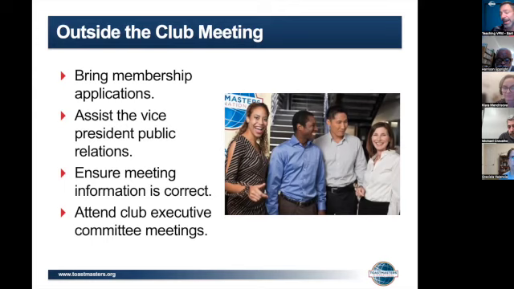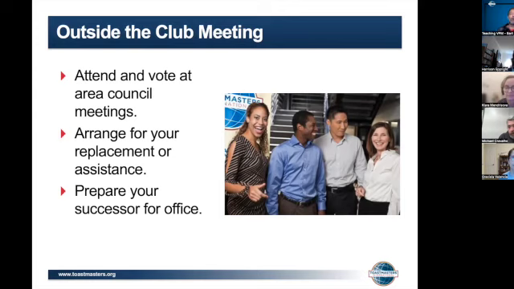And I can tell you, I could probably list on one hand how many of my 25 clubs in Division K are that strong. All the rest of them are struggling. That's 20 clubs. So they need to be working on a plan for how to get stronger and implement those plans and check in and hold each other accountable. Always make sure to attend and vote at area council meetings.